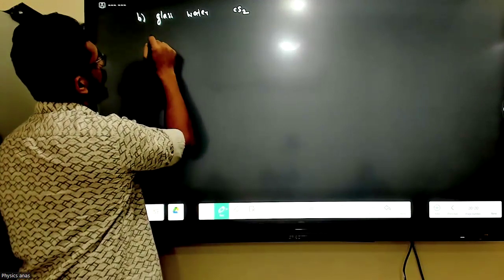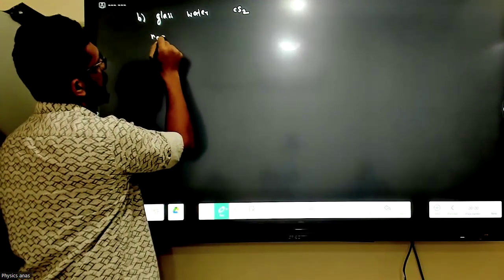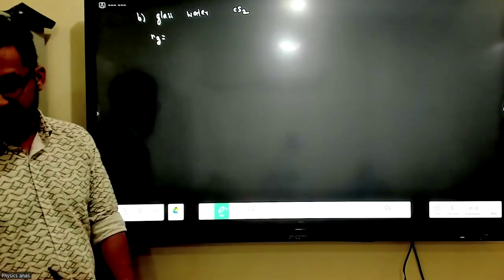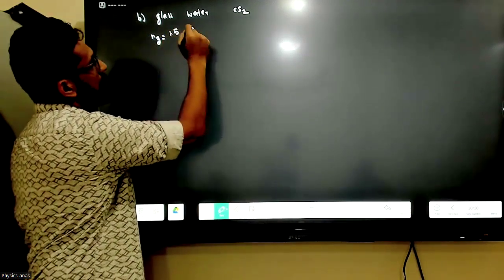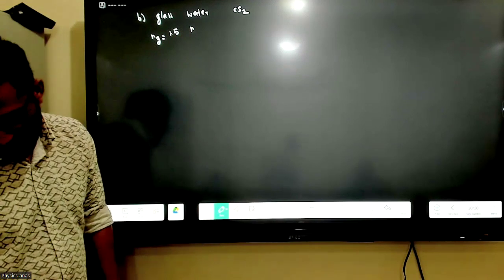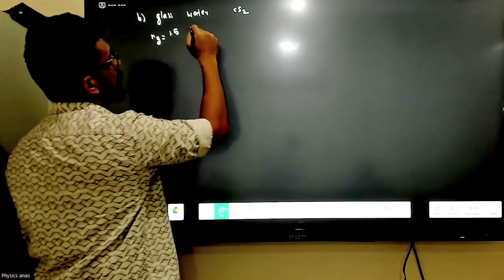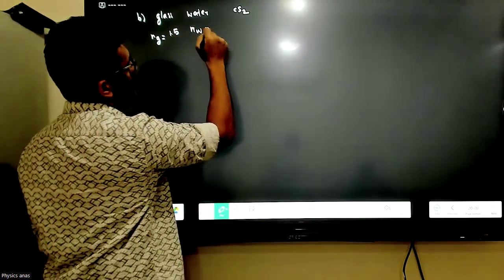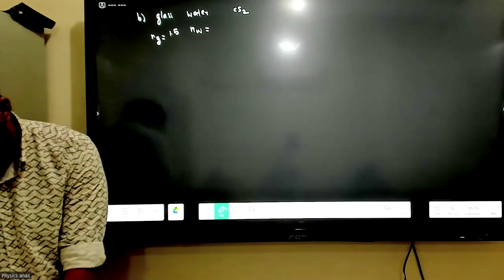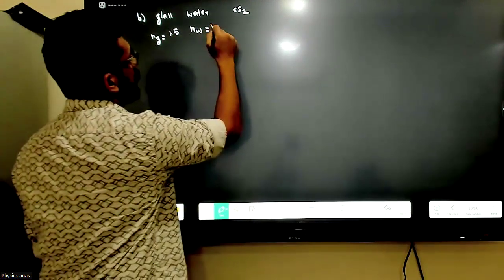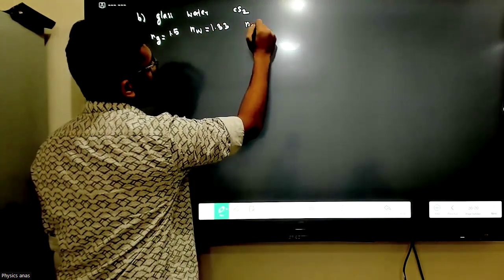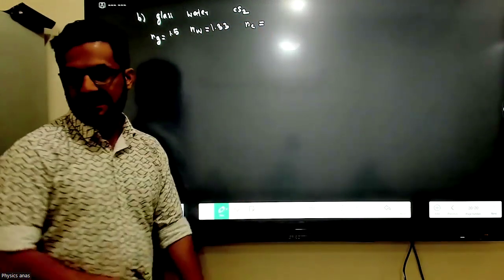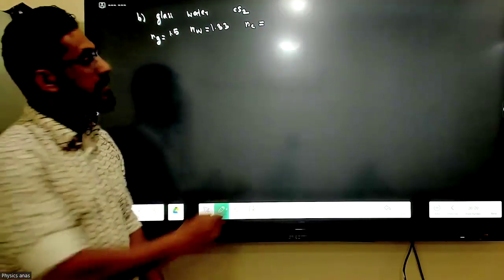What is the refractive index of glass? I can take it as Ng. Ng is 1.5. Refractive index of water, I am taking it as Nw. What is Nw? That's 1.33. What is the refractive index of carbon disulfide? I am taking it as Nc. That's 1.62.